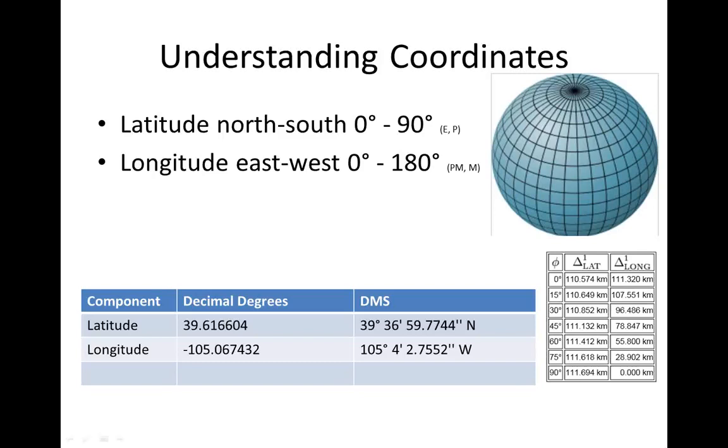There are a couple of different ways you can represent latitude and longitude. You can use decimal degrees, like this 39.61 latitude and negative 105.06, or you can use degrees, minutes, seconds notation. You'll find this a lot in topo maps, atlases, and Wikipedia articles. When they reference a location, they typically put it in degrees, minutes, seconds.